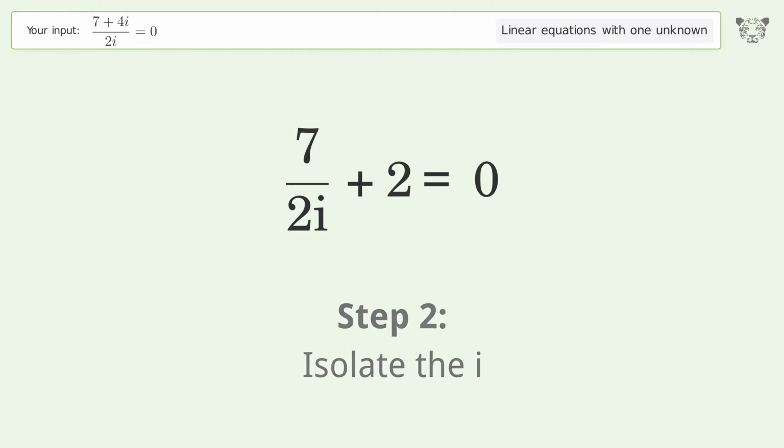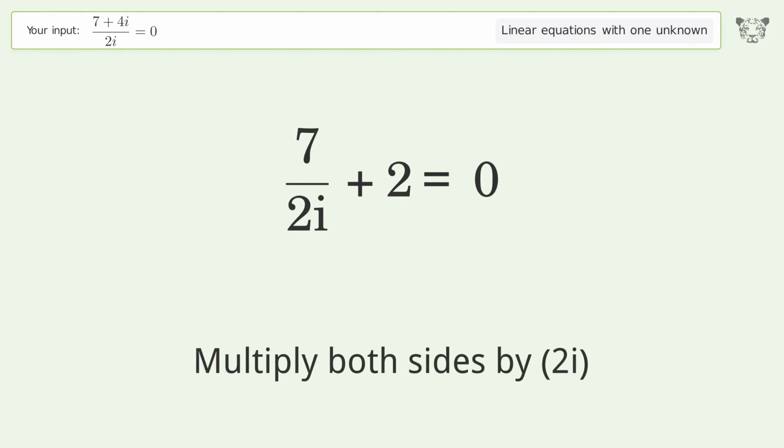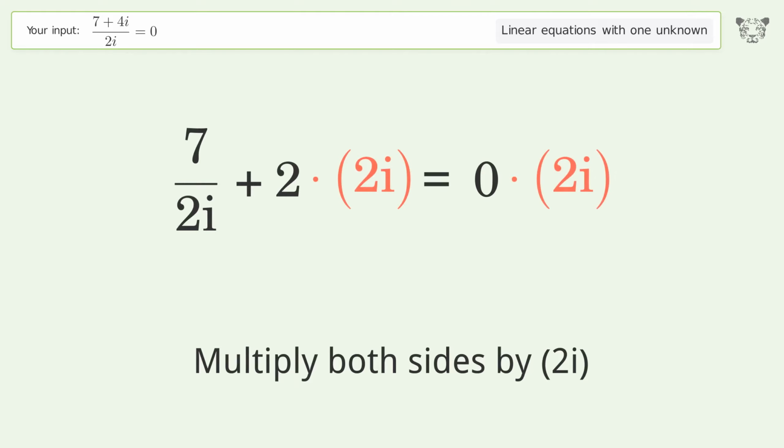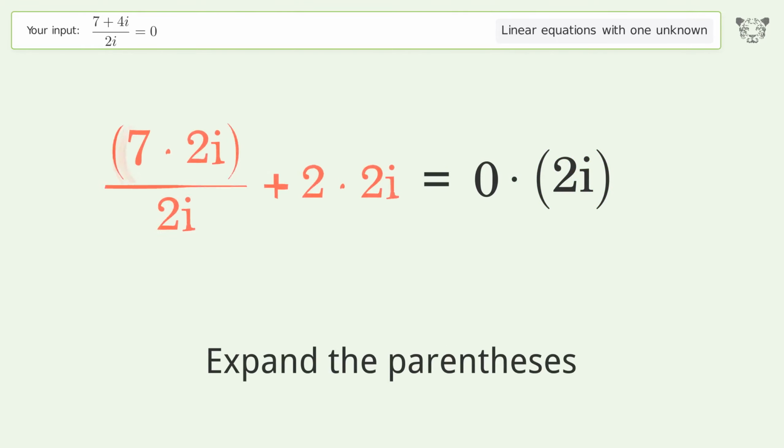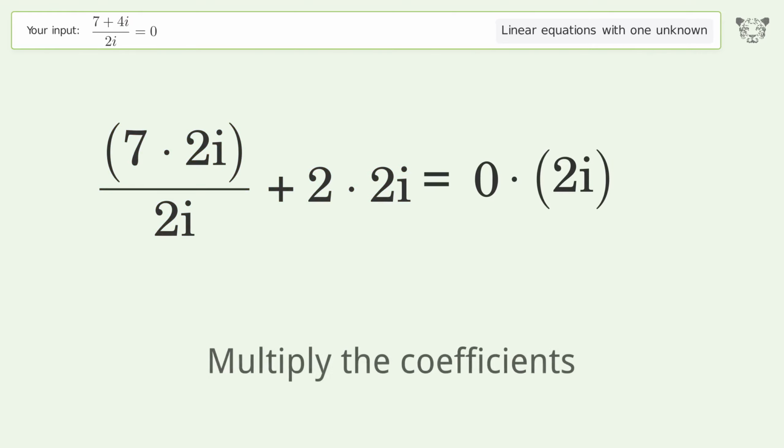Isolate the I. Multiply both sides by 2i. Expand the parentheses. Multiply the coefficients.